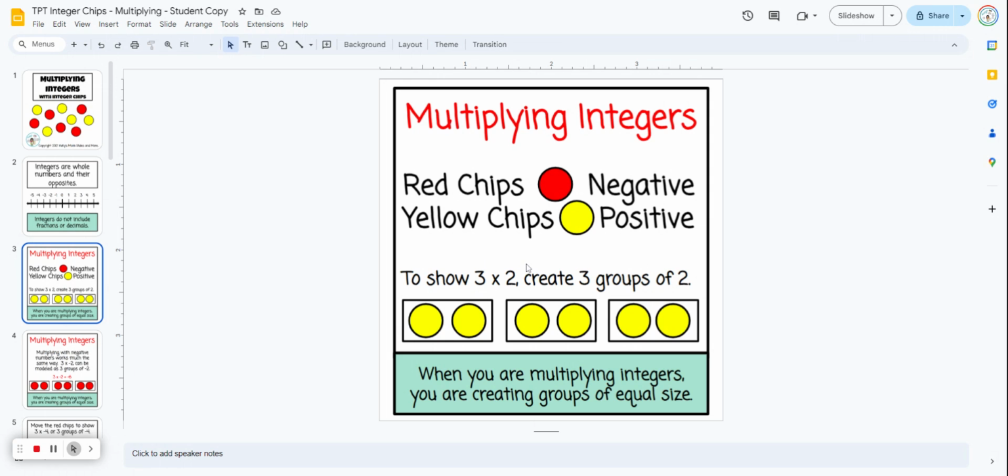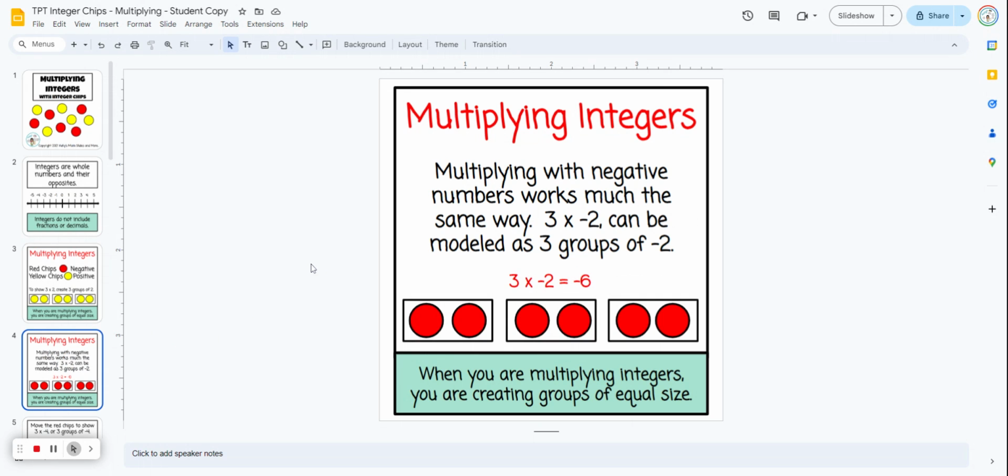So to show 3 times 2, two positive numbers, it's just 3 groups of 2. So that's just a good visual for the students. It works the same way with negative numbers. So if I have 3 times negative 2, that's 3 groups of negative 2, which would be negative 6.